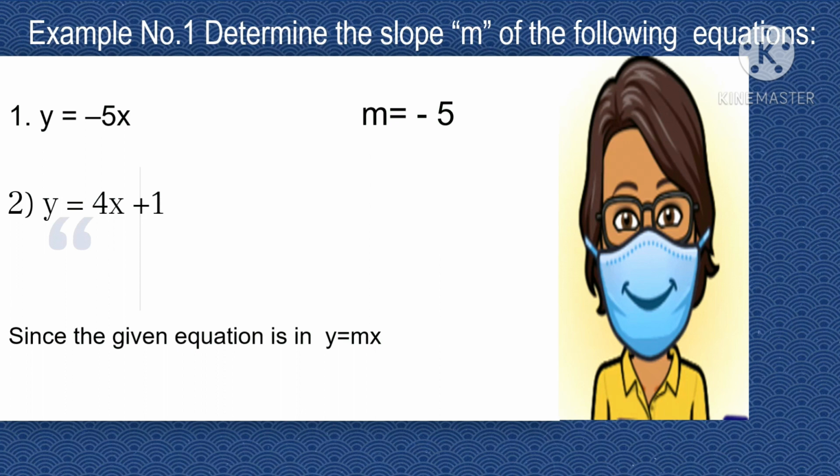Ano naman ito? Y equals 4x plus 1. Here, our equation is in the form of y equals mx plus b. Ano nga bang slope dito? Again, reminder, the slope is the coefficient of x. So what's your slope? If your answer is m equals 4, then you're correct.